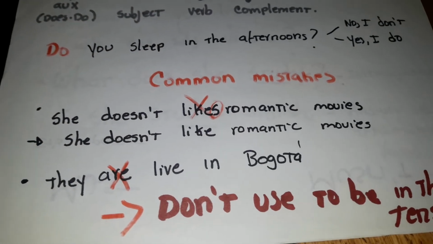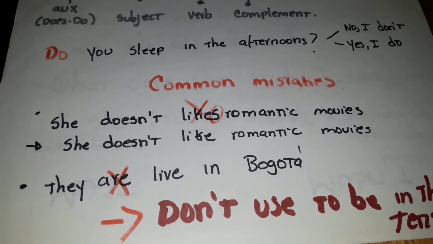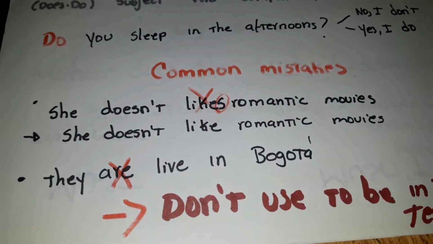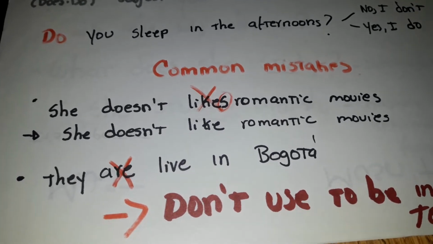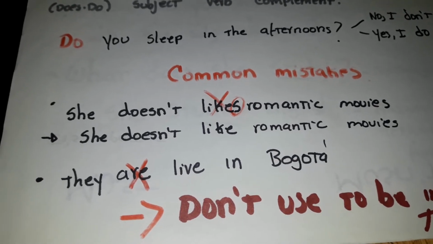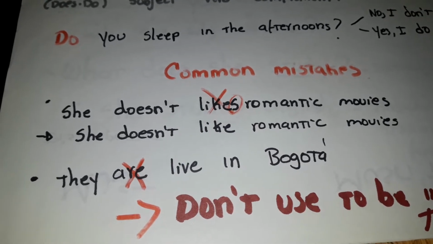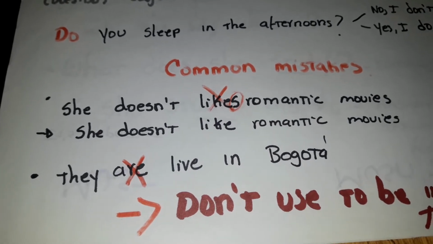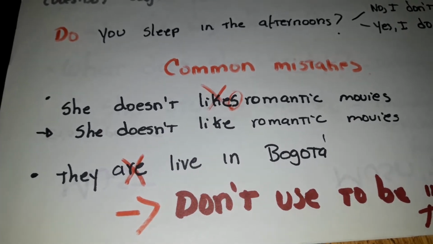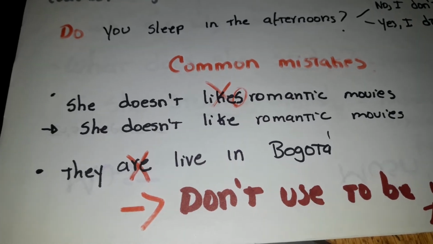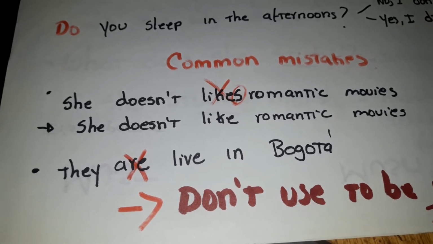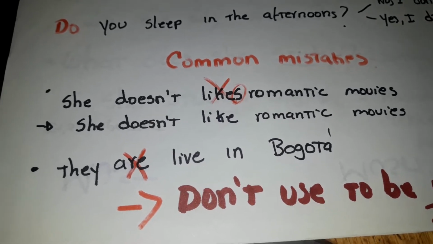What are the common mistakes? Pay attention to this. She doesn't likes romantic movies. When you use the auxiliary does, it is not necessary to put s at the end of the verb in third person. Remember that in affirmative form, when you use third person, you put s or ies or only es at the end of the verb according to the spelling rules. In this case, it's not necessary. When you use does or doesn't, don't use s at the end of the verb. Look at the correct form. She doesn't like romantic movies.